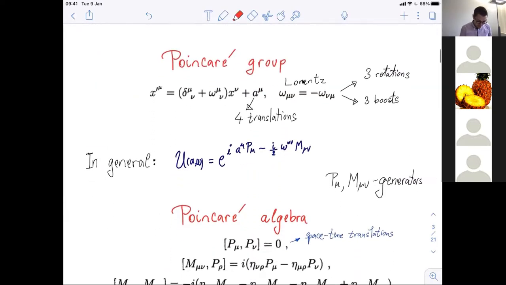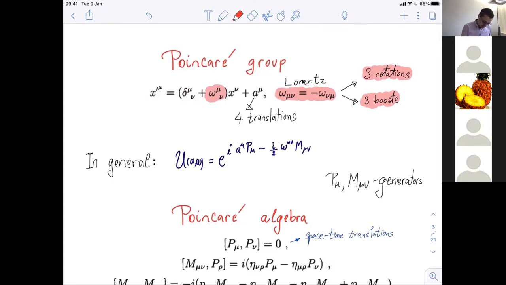So let's go back to the Poincaré group and Poincaré algebra. The Poincaré group is the group which transforms space-time in this way. The inhomogeneous part corresponds to the translations. In fact, there are four generators of translations. And then there is this part which corresponds to the Lorentz group. These are four-dimensional matrices, and it's an anti-symmetric matrix, so it has 6 degrees of freedom. In particular, the transformations that it encodes are 3 rotations in space and 3 boosts. So in total, Poincaré symmetry has 3 plus 3 plus 4 generators.